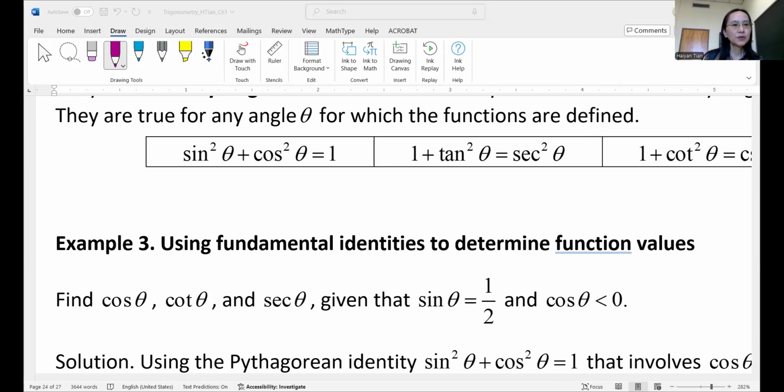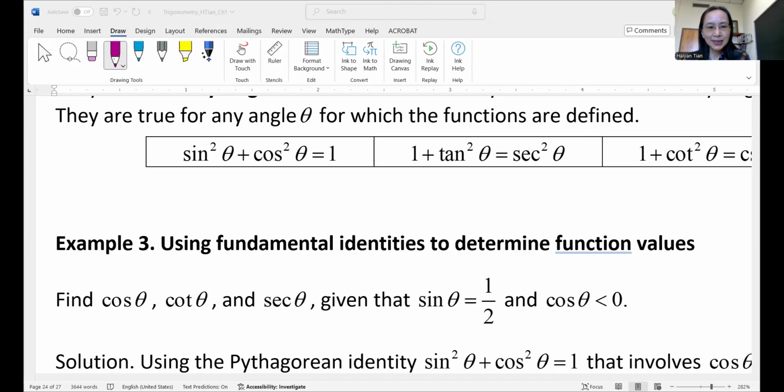And suppose I want to remind us the problem first. The sine theta is half for this theta, right? This problem, that's all we know. But we know one more piece of information, that's cosine theta is negative. Can we find the other trigonometric function values for this theta?